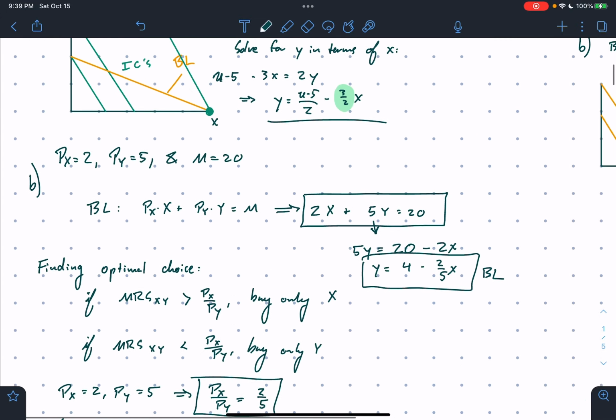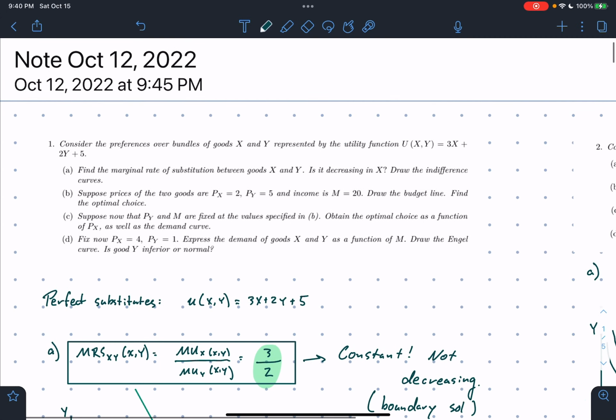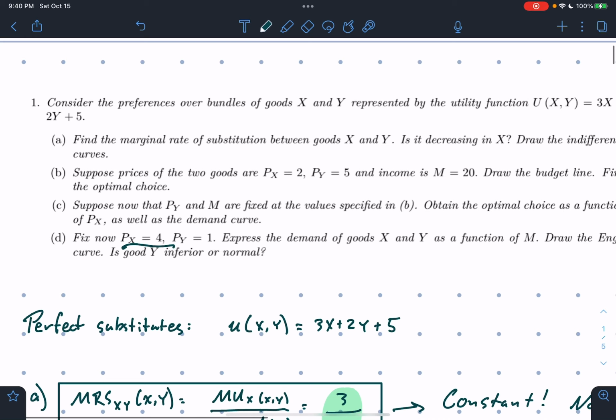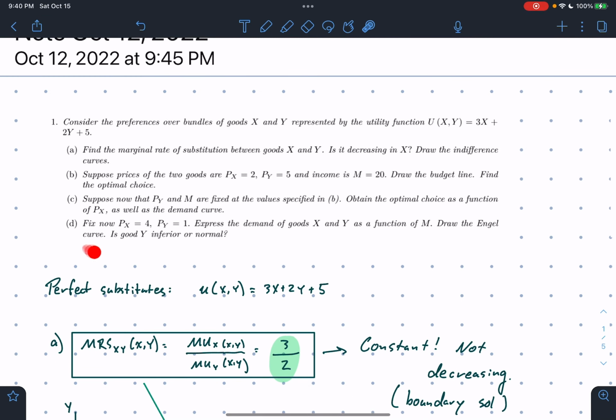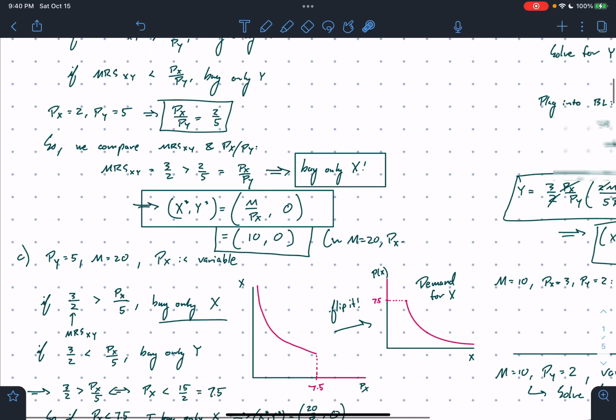Now, finally, what we want to do is fix px equal to 4, py equal to 1. Then we want to express the demand for goods x and y as a function of m. Then we draw the Engel curves and determine if good y is inferior or normal. Okay, so a lot of tasks to do.